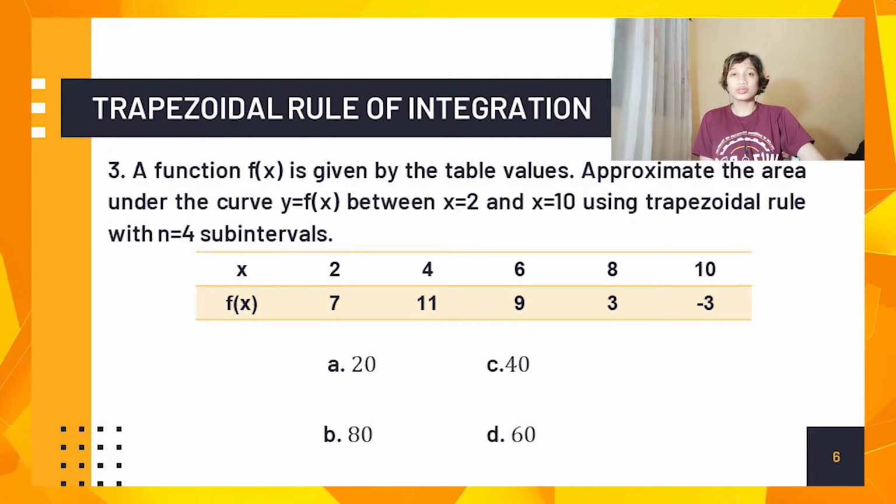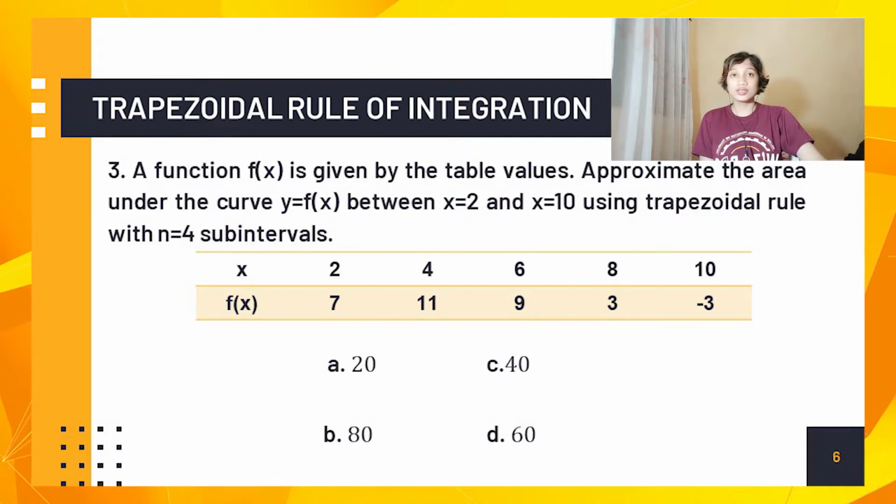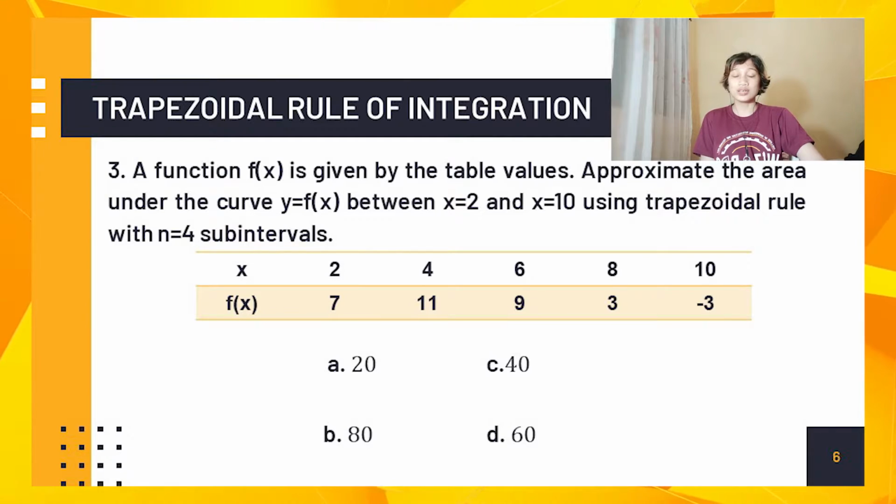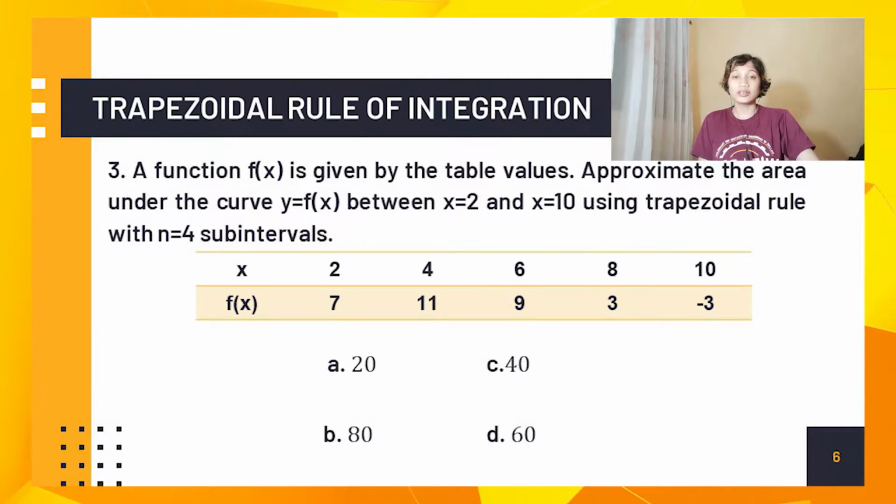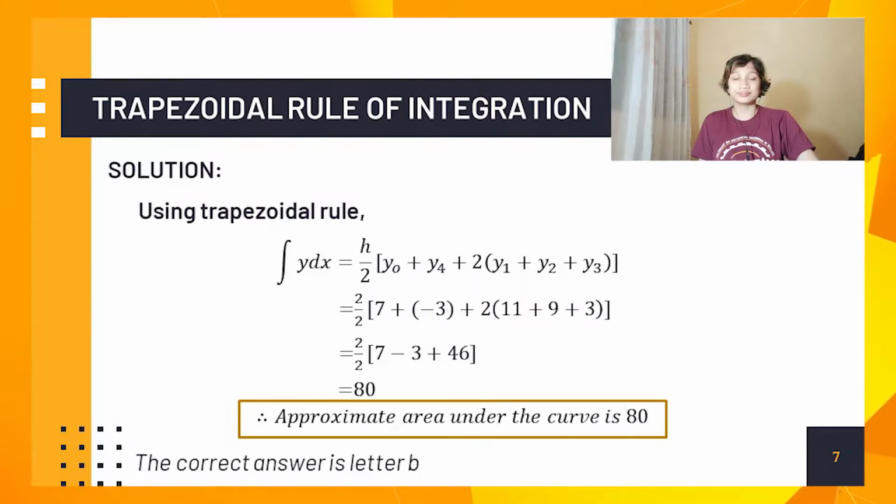For the third question in trapezoidal rule of integration, a function f of x is given by the table values. Approximate the area under the curve y equals f of x between x equals 2 and x equals 10 using trapezoidal rule with n equals 4 subintervals. The choices are A is 20, B is 80, C is 40, and D is 60.